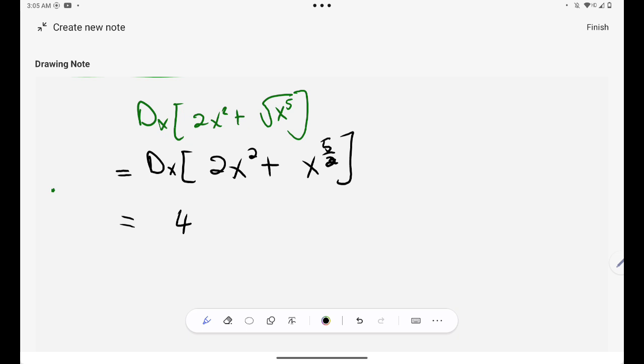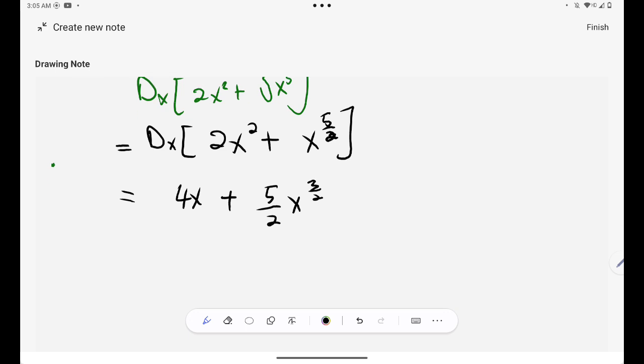So I'll write 4x plus 5 over 2 x. 5 over 2 minus 1, I will get 3 over 2. Alright, together. I can leave my answer like this, or I can leave it in surd form if I want to. So I'll have 4x plus 5 over 2 multiplied by the square root of x cubed. Please note that the root is always the denominator of the exponent.